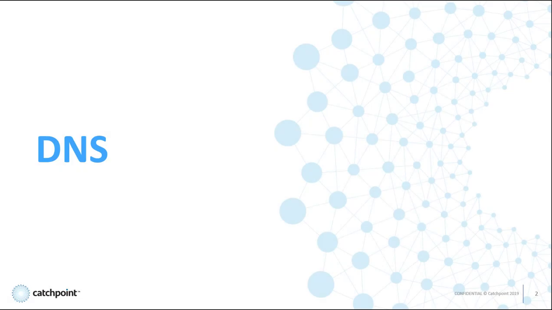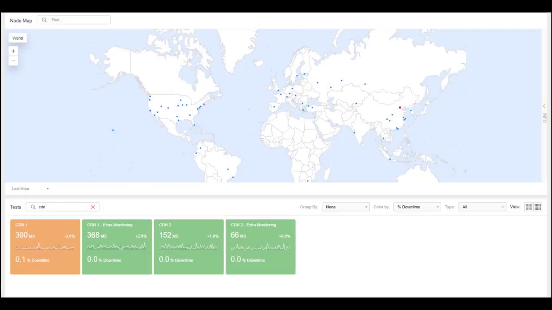Let's start off with DNS. In this scenario, the user's responsibility is for monitoring the content delivery network, sometimes referred to as the CDN, for North America. In my main dashboard, I can quickly see that out of the four CDN servers, CDN1 is showing poor performance along with some downtime.